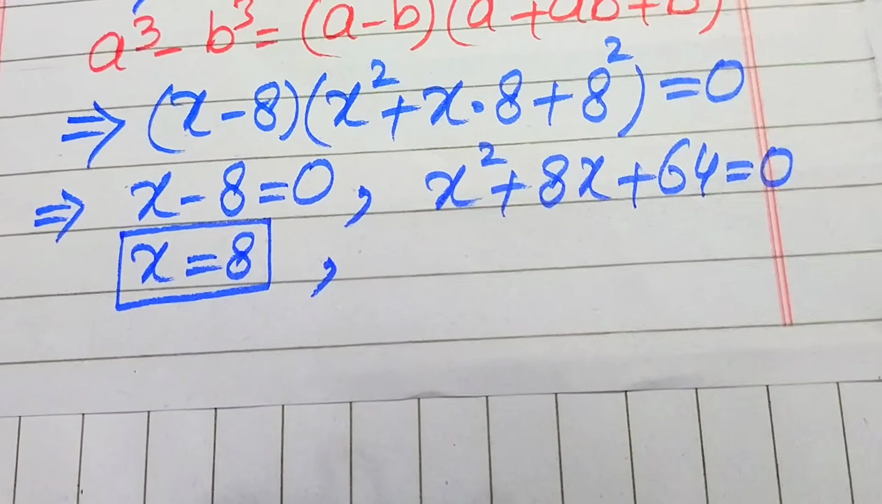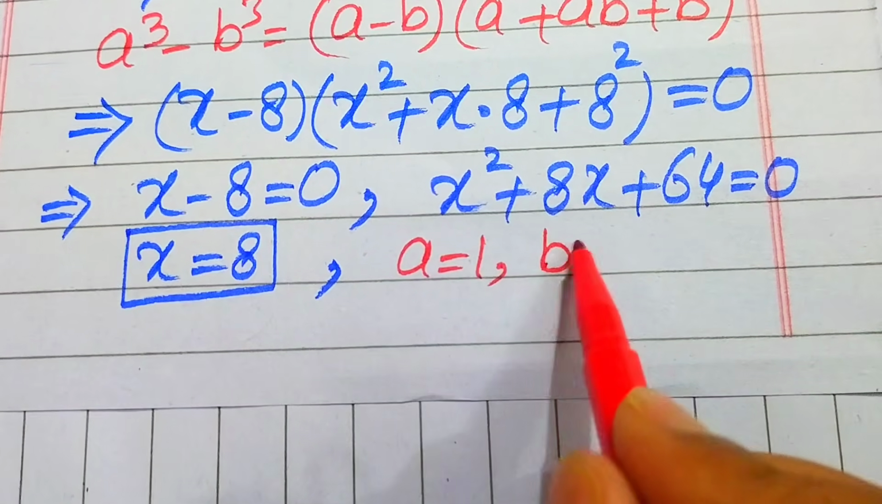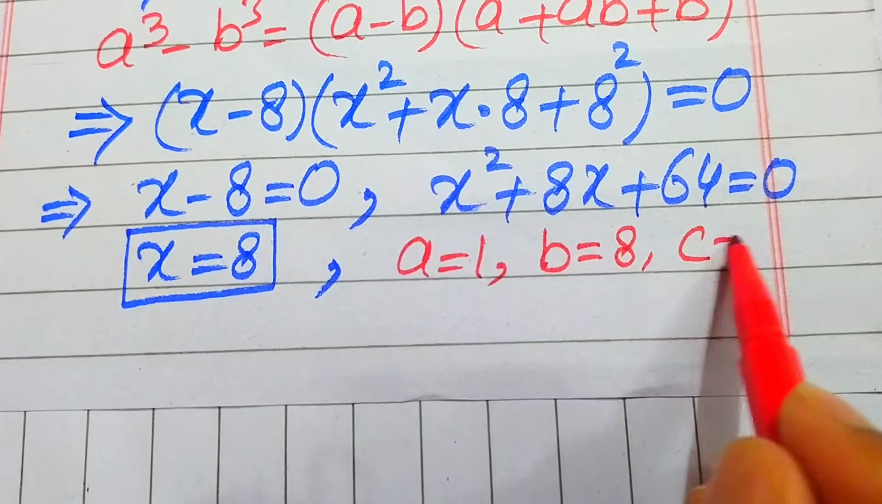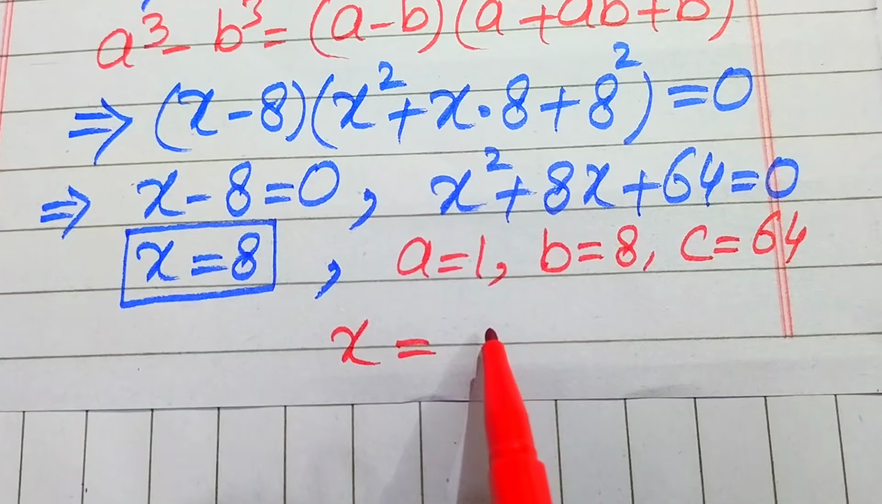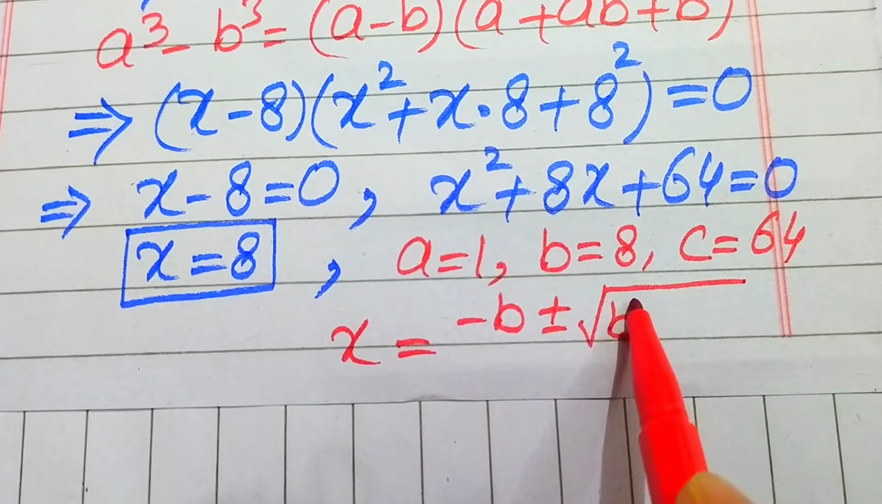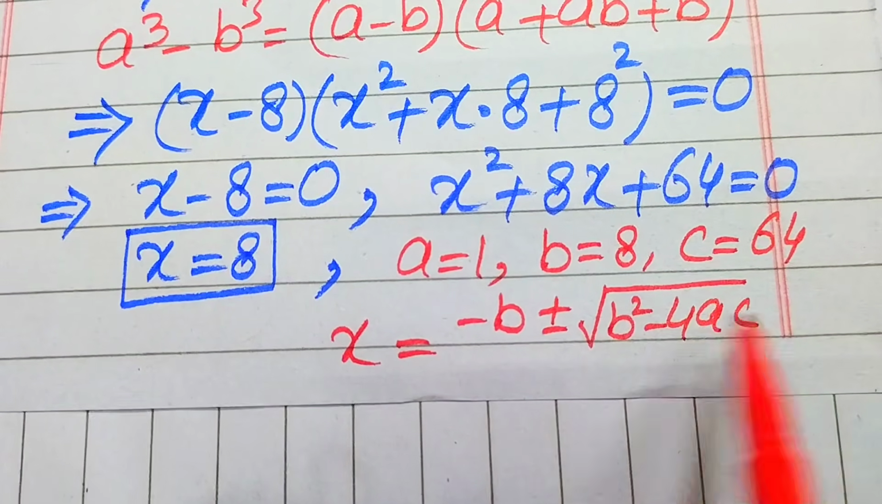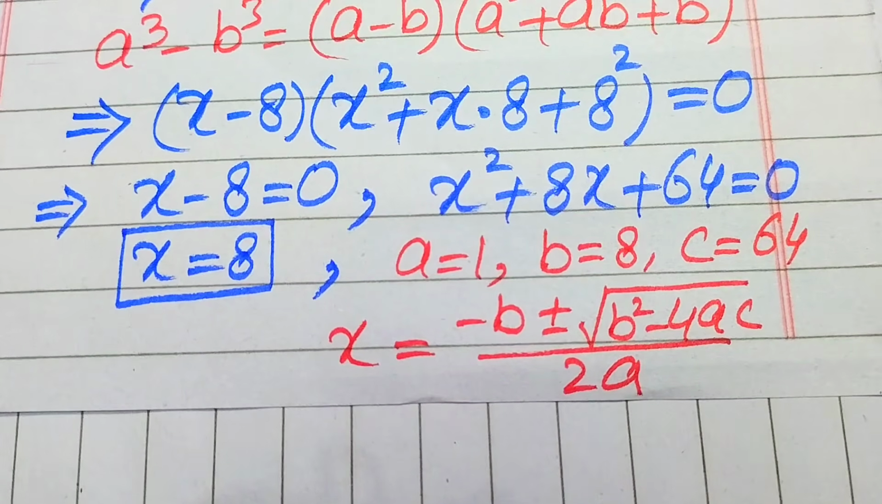For this we need to write the coefficients of this equation: a equals 1, b equals 8, and c equals 64. We state the quadratic formula as x equals minus b plus minus the square root of b squared minus 4ac, divided by 2a. So this is our quadratic formula, and here we substitute all the values of a, b and c in this formula, and we get the other roots.